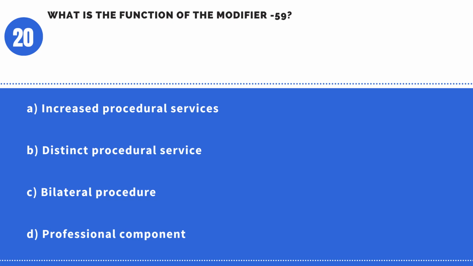Question 20. What is the function of the modifier -59? A. Increased procedural services. B. Distinct procedural service. C. Bilateral procedure. D. Professional component.